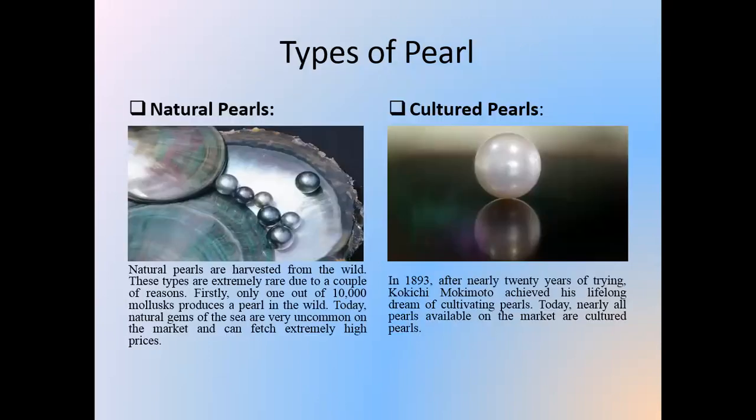Now I will discuss the types of pearl. Basically, two types of pearls are found in the whole world: natural pearls and cultured pearls. Natural pearls are harvested from the wild, basically from coastal water bodies. These pearls are very rare because only 1 out of 10,000 mollusks produces a pearl in the wild. Today, natural gems of the sea are very uncommon on the market and can fetch extremely high prices.